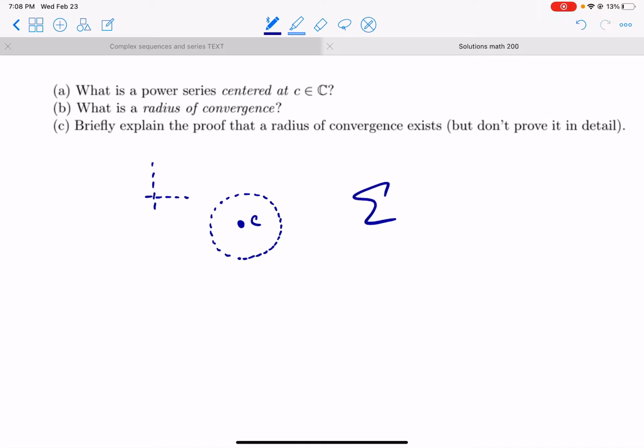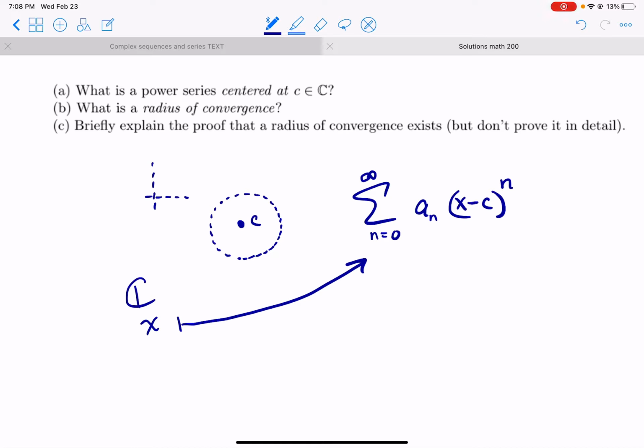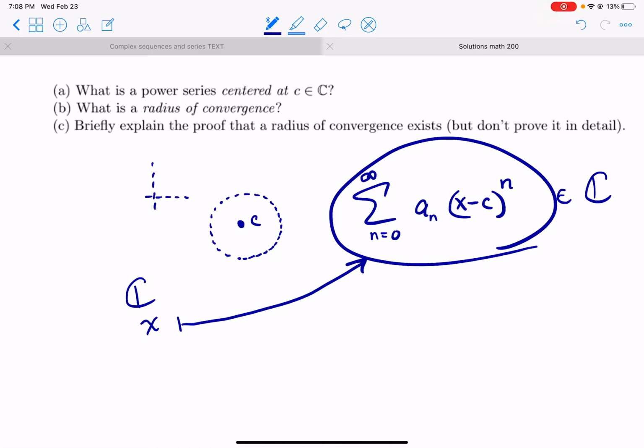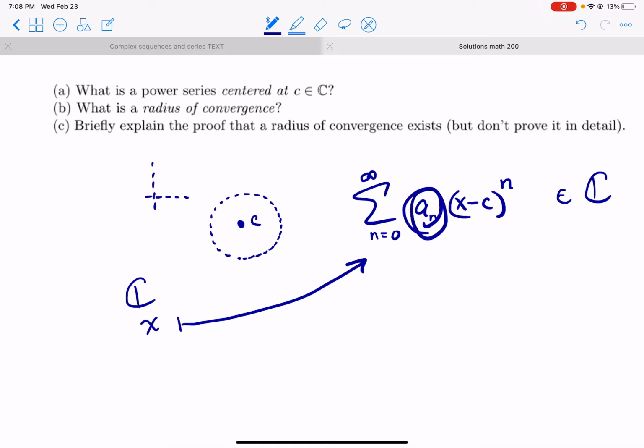What is that? I mean, what's the power series? It's like x minus c to the n, where n is going to go from 0 to 1 to 2 to 3 to 4 all the way forever, and it's going to have some coefficients. If we're thinking about this as a complex function, it takes the complex number x and sends it to this. So it's a map from the complex numbers to, well, this would be a complex number if it converges. And we get to choose these coefficients, and we get to choose where we're centered.